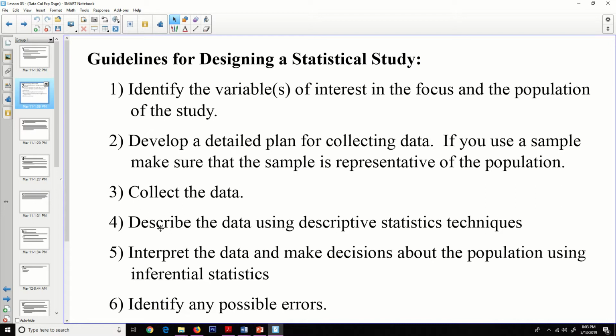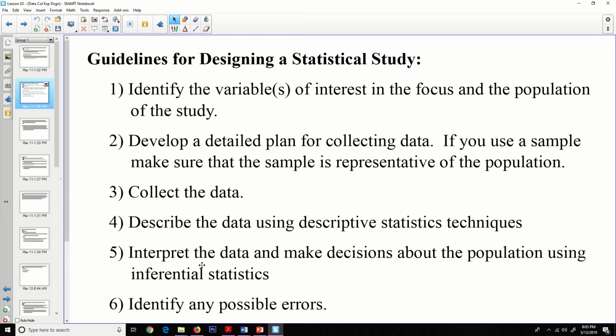Then collect your data and describe it using descriptive statistics and techniques. Remember, your descriptive statistics are going to be things like your mean, median, mode. You're going to talk about your outliers. You're going to talk about your standard deviations. You're going to talk about your measures of variation, measures of position. And you just start by going through some of that stuff. And that gets you at least a strong start.